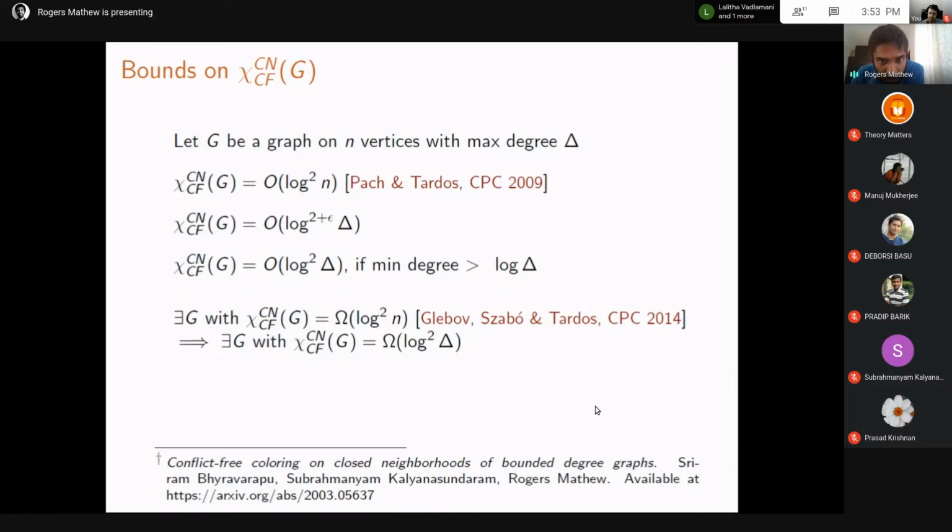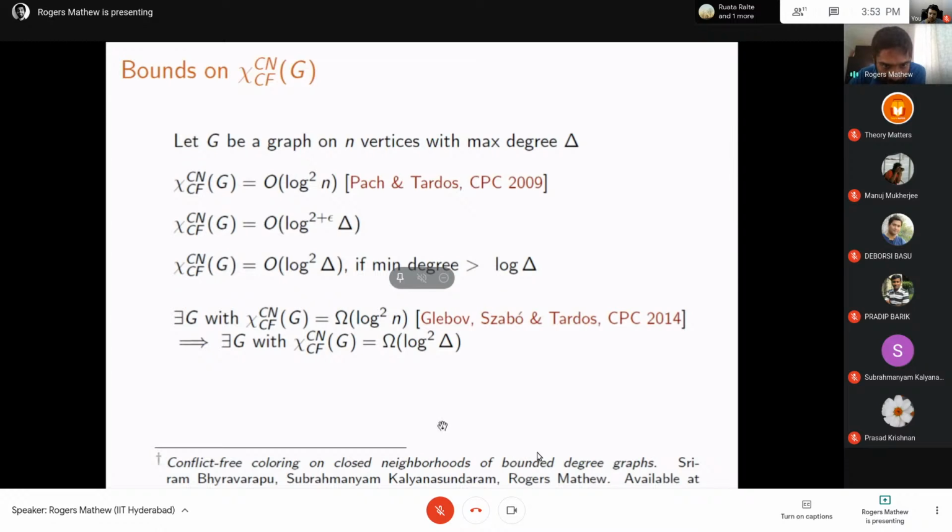So this is the lower bound here. You cannot get better than log square delta upper bound. And the general upper bound is the second of these results, which is log delta to the power 2 plus epsilon. So you have this epsilon gap in the exponent between the upper bound and the tight sample, or say lower bound. And we bridge this gap in our recent work.